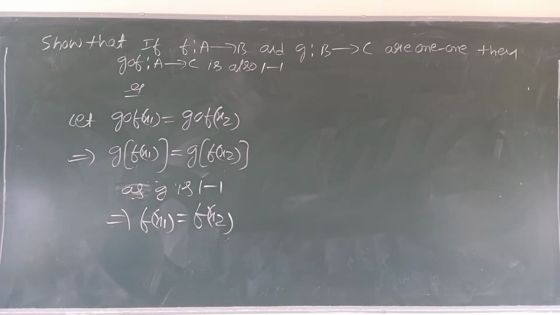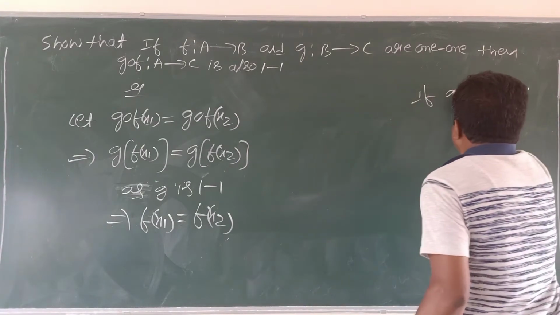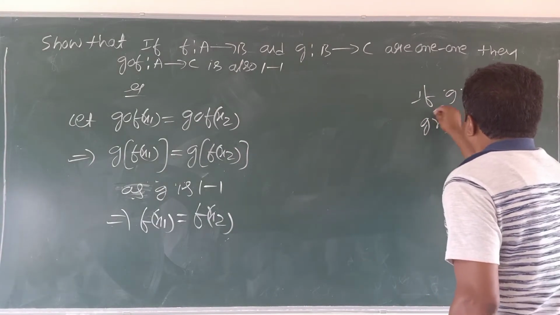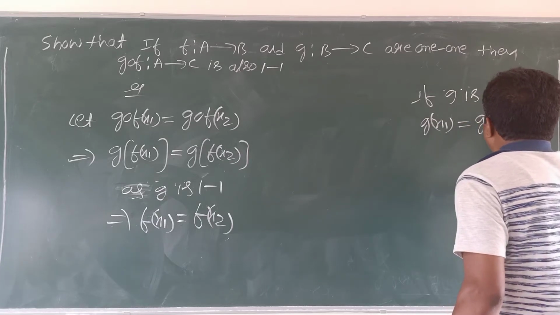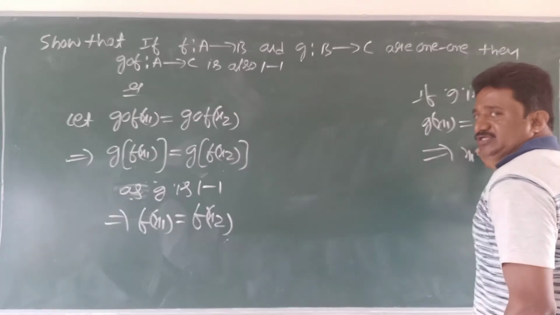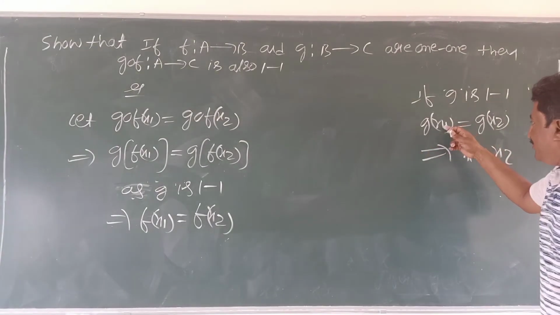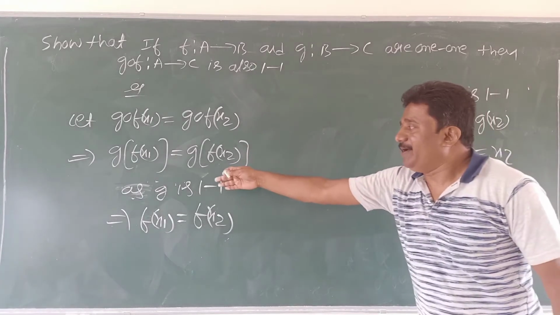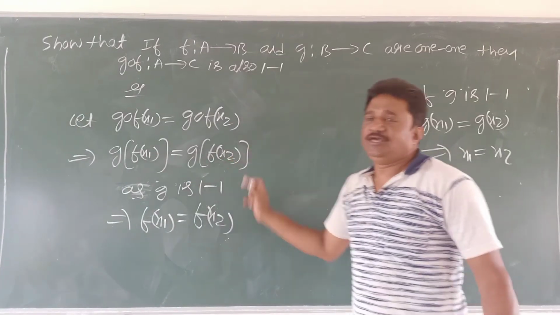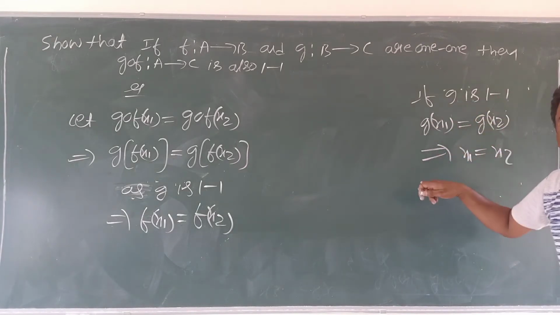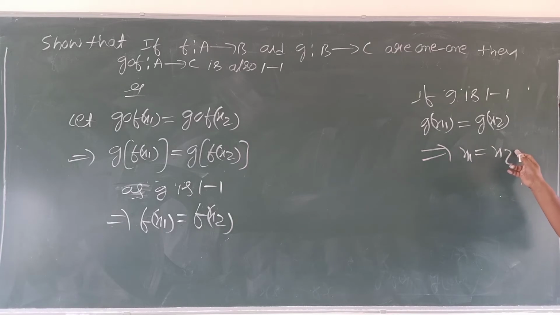If g is 1-1, g(x1) equals g(x2) can be written as x1 is equal to x2. Same thing I have written there. In the place of x1 and x2, there I am having f(x1) and f(x2). Try to understand. If g is 1-1, g(x1) equals g(x2) can be written as x1 is equal to x2.